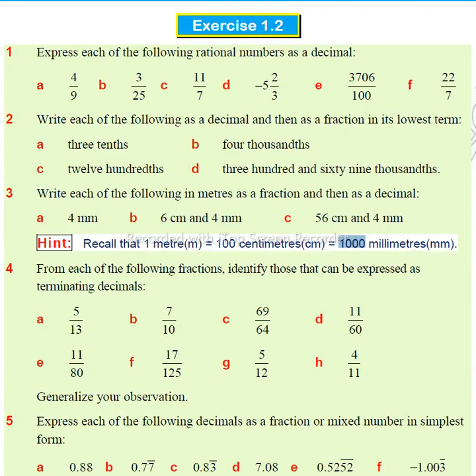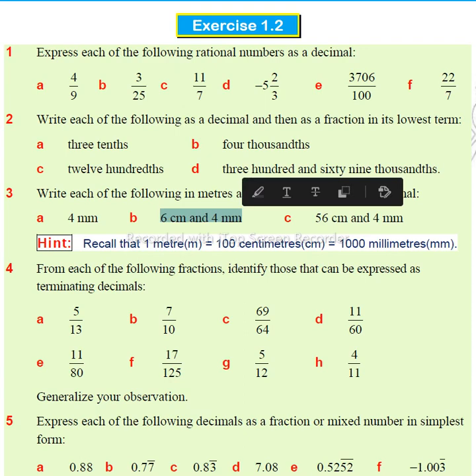And B will say that first we divide each one, or first we change all the centimeters and millimeters towards meters, then we add these two numbers.